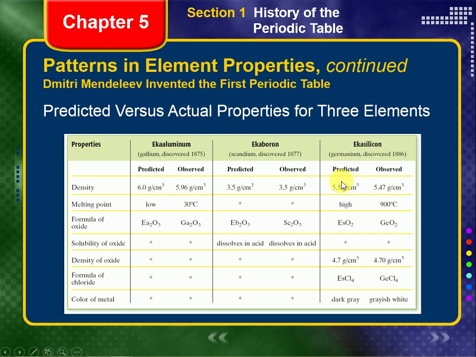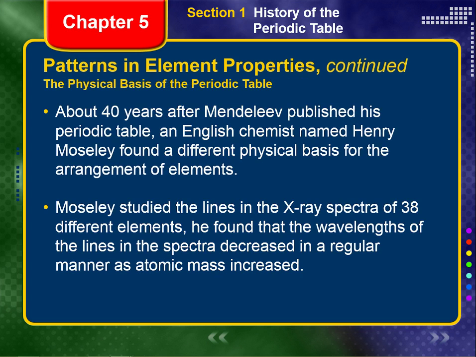And then germanium, again, he predicted the density very accurately. He anticipated the melting point. He anticipated how it would form an oxide. He anticipated the density of that oxide, the formula of a chloride, and then he also did a decent job of anticipating the color. And so just by looking at the repeating characteristics in the periodic table, he was actually able to make these predictions.